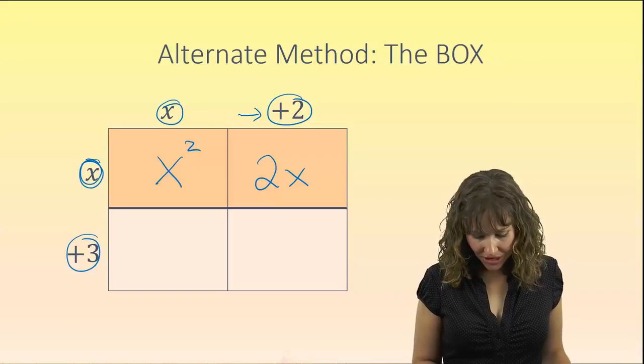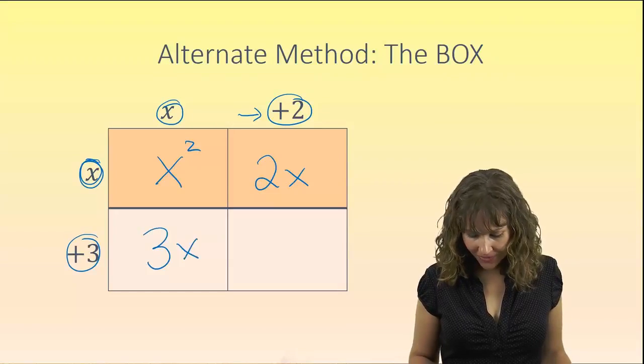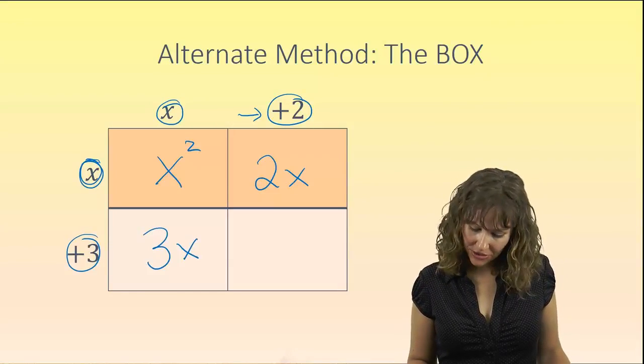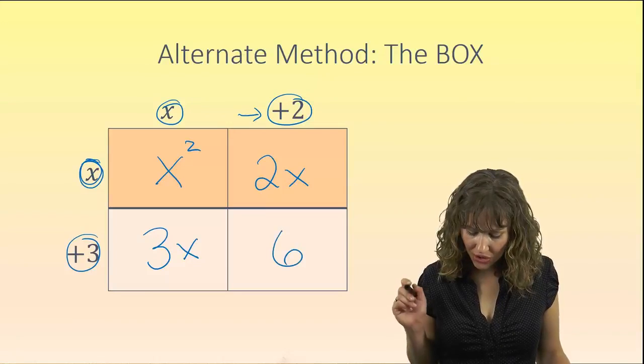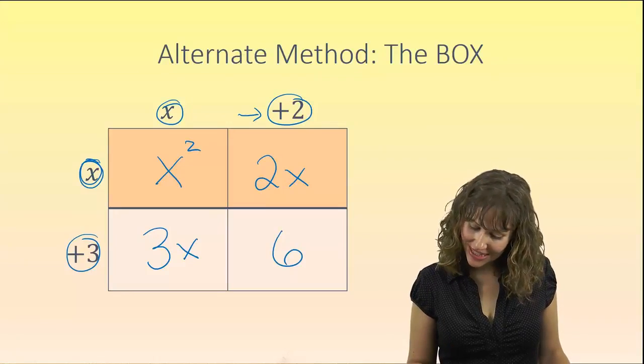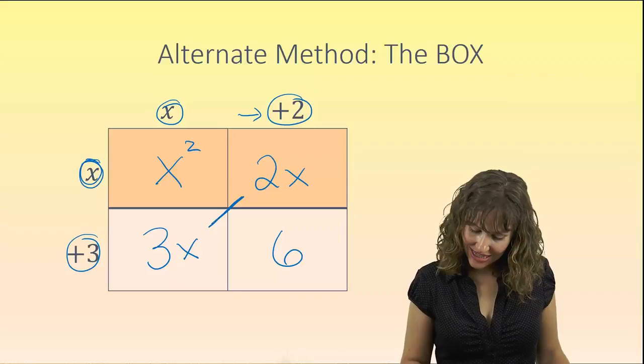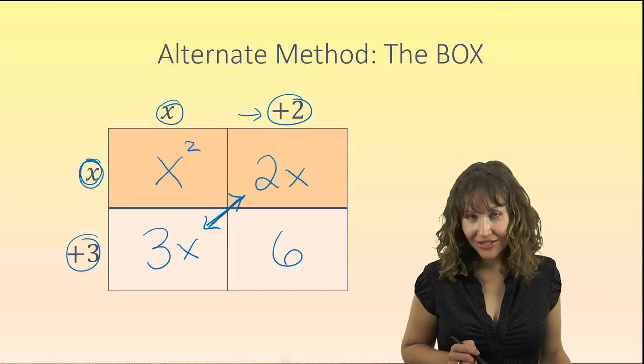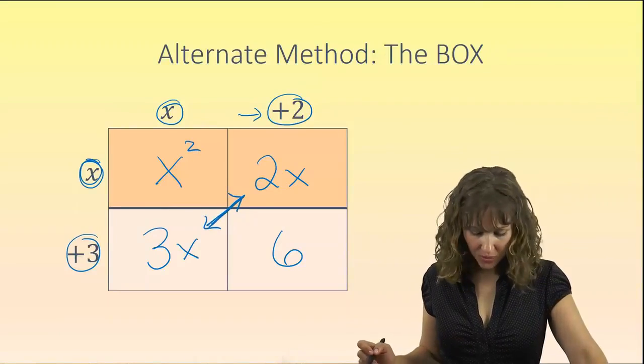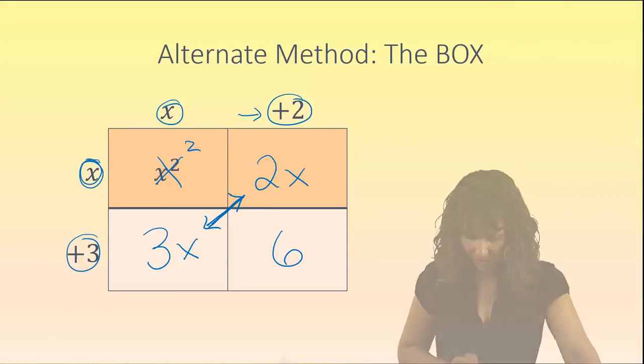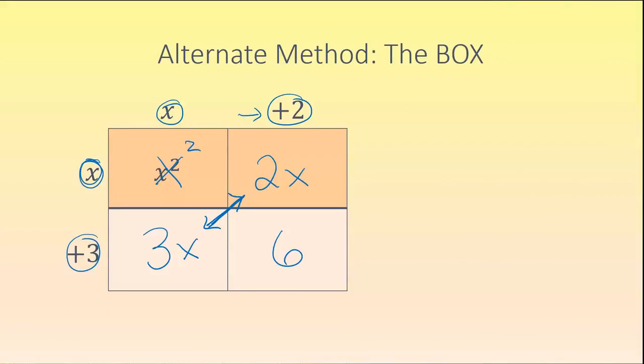Now the bottom left-hand box is going to give me 3x, and the bottom right-hand box is going to be 3 times 2, or 6. And then what's nice is the diagonal connects the like terms. So we add up those guys, and we get x squared plus 5x plus 6, just like we did when we FOILed. You can use whichever method you prefer.